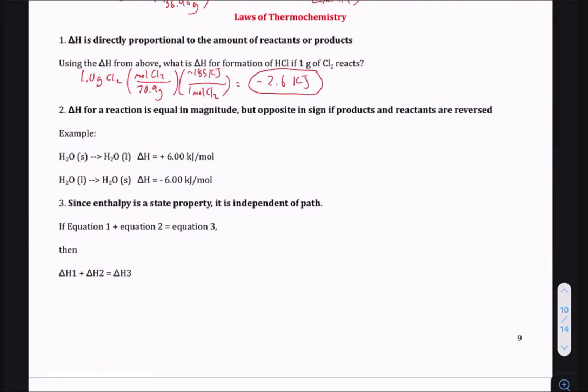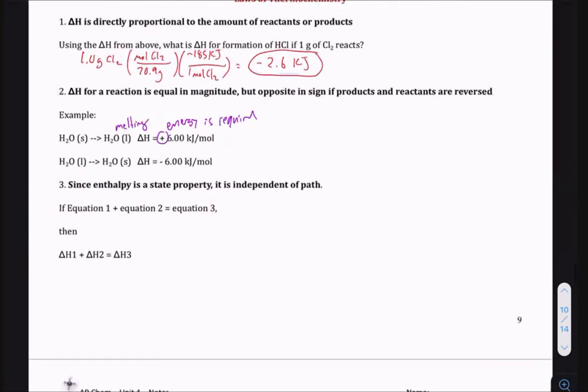Another example. This reaction right here, H2O solid forming H2O liquid. Well, isn't that melting? Right? It's fusion, right? So if you melt something, the sign is positive because energy is required. So what if we wrote that backwards? And we said, all right, well, liquid water is forming solid. Well, isn't that freezing? Which is the opposite process, which is why energy is released.